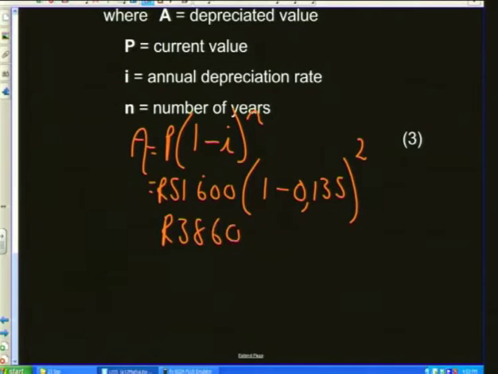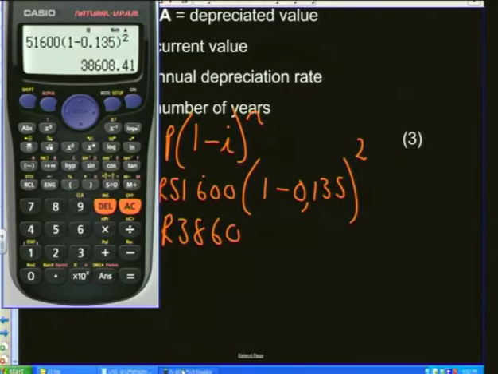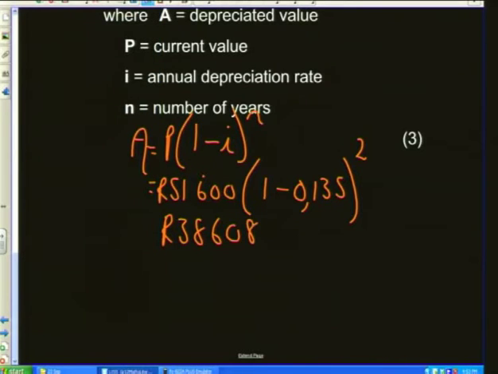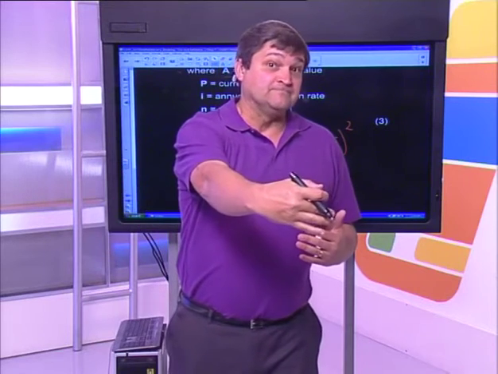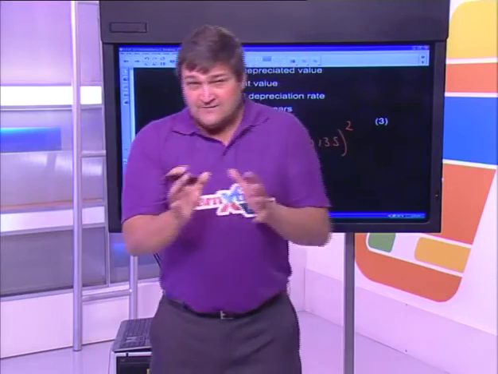38,600 and, I've forgotten already, here we go, R8 and 41 cents. That's what our car is going to be worth in 2 years' time. So it's going to depreciate. It's going to lose value. Okay? Now, if he'd taken that car, would he have been able to pay the deposit on the new one?